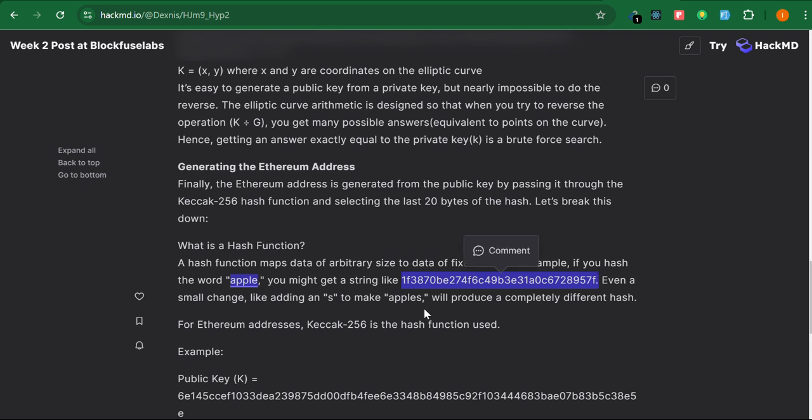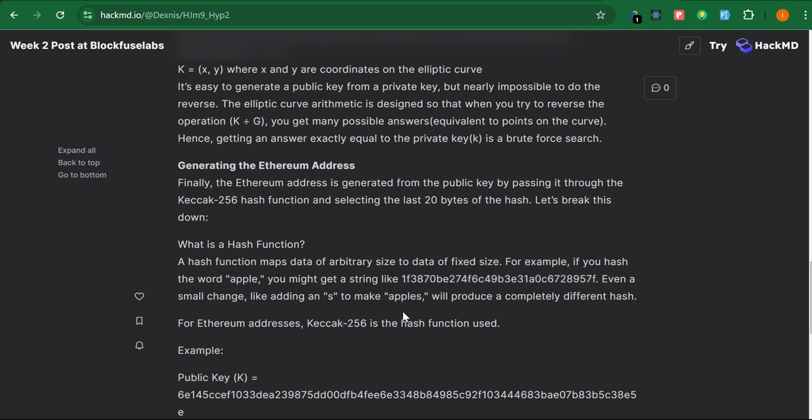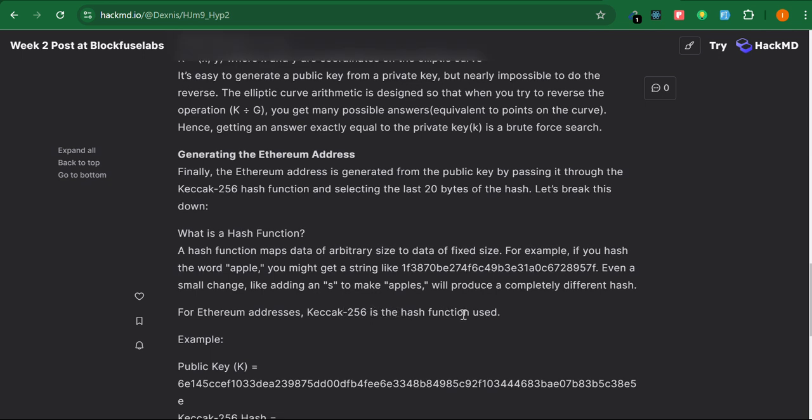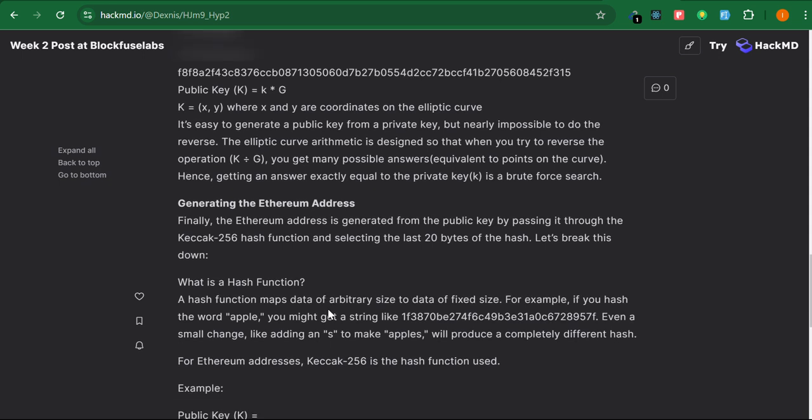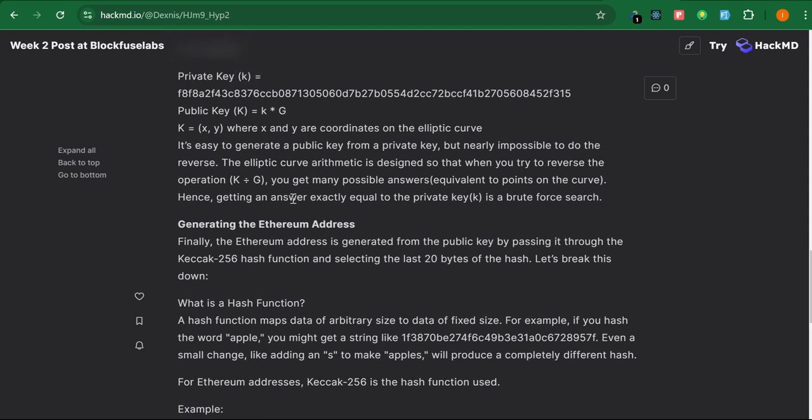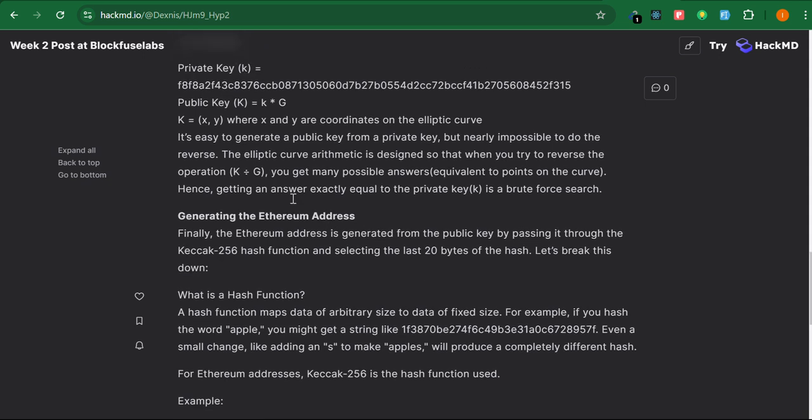Okay, so now for Ethereum addresses, Keccak-256 is the hash function used. How are Ethereum addresses generated? By using this Keccak-256 hash function and passing the public key into it. Let's look at the example here.